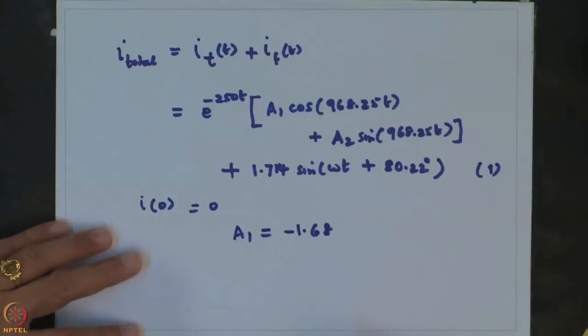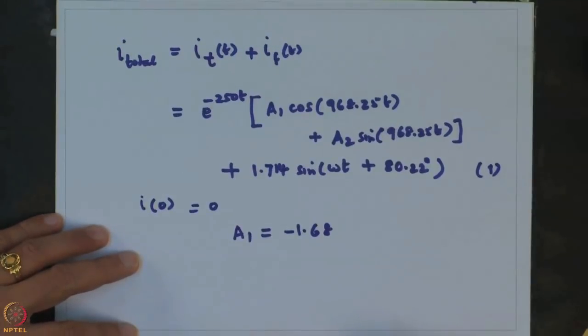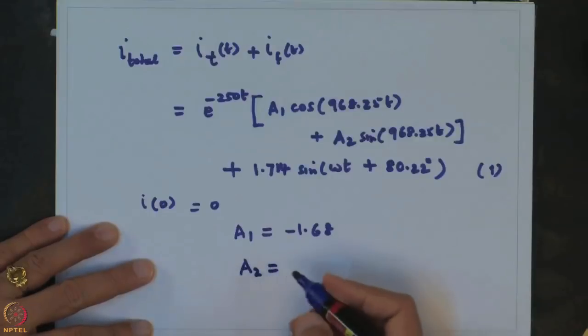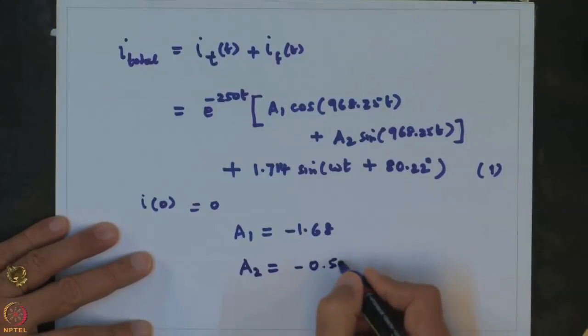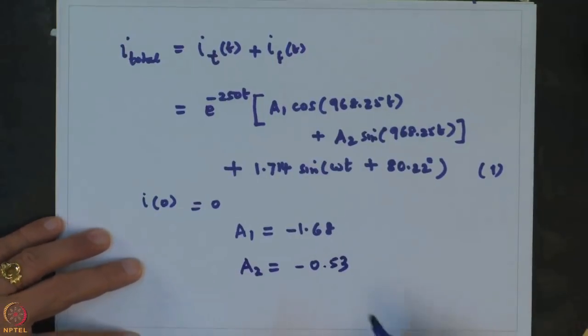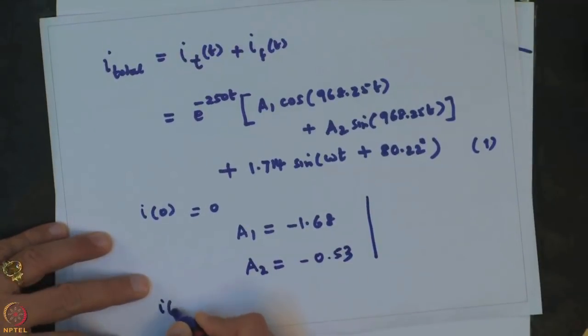Now, we also know that if we differentiate I and look at the derivative of the current at time t equal to 0, that is also equal to 0. We can show this by knowing that the capacitor voltage at the instant 0 is 0. This you must verify; it is very simple and straightforward. So, when you differentiate equation 1 on both sides and put the left-hand side equal to 0, A2 also stands solved, and you get it equal to minus 0.53. Now A1 and A2 are both solved, and we can get the complete response.